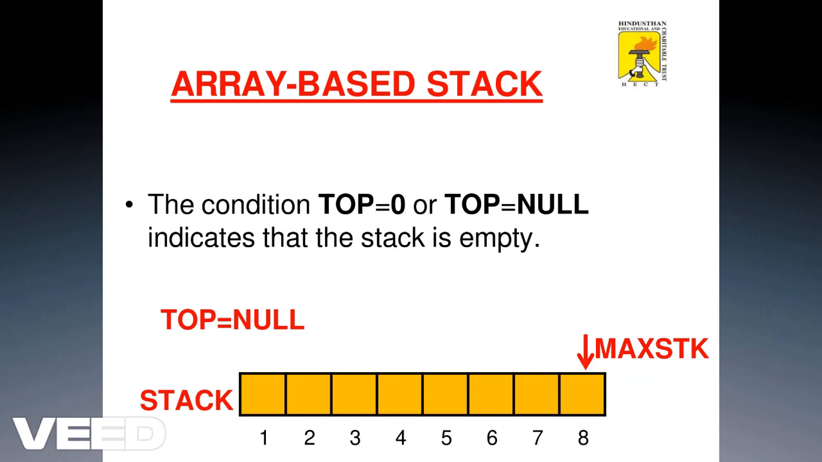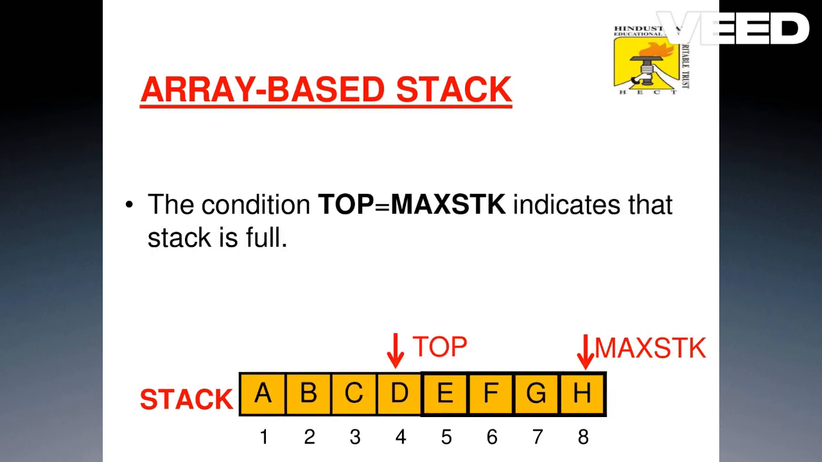So initially top equal to 0 and top equal to null. In an array based stack, initially top equal to 0 and top equal to null, which indicates that the stack is empty. Initially top equal to 0, top equal to null. And then when we reach the top pointer equal to maximum, it indicates that the stack is full.